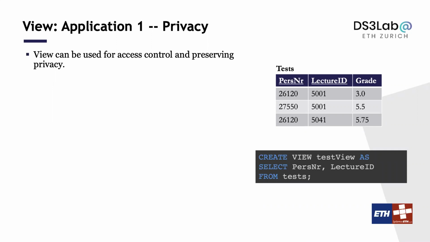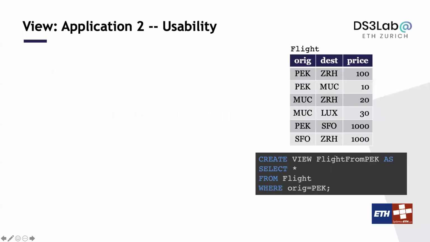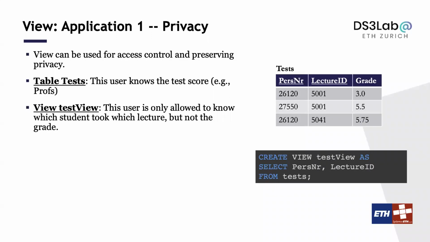In this case, maybe the personnel number and the lecture ID are still useful for some people, but not the grade. So you can create a view containing one projection that only contains the personnel number and lecture ID, without the grade, and expose this test view to a user. That user will never know your grade because that user doesn't have access to the test table, but can still use the information to do something useful. So this is another example of how views sometimes make access control inside a database much easier.